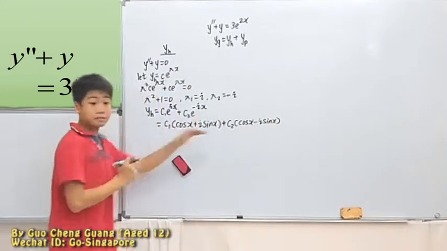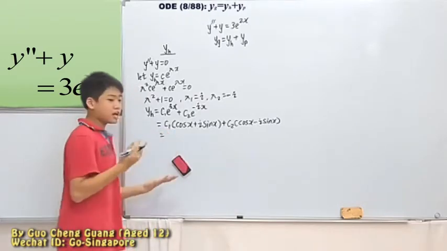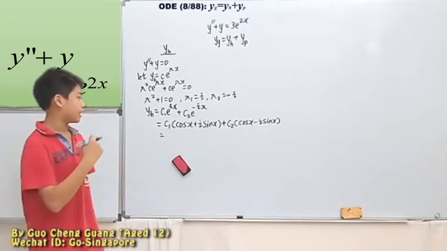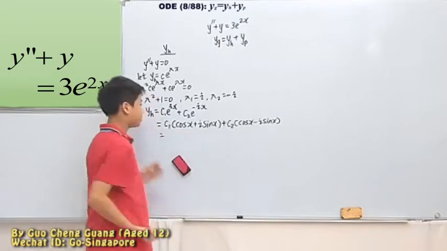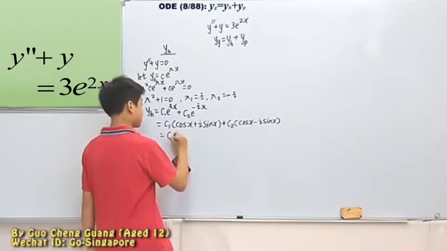That means it becomes like this. So then we can try to rearrange them again. For example, cosine and cosine. C1 plus C2, just combine them. You can get C3.